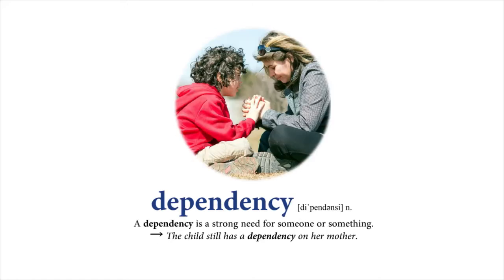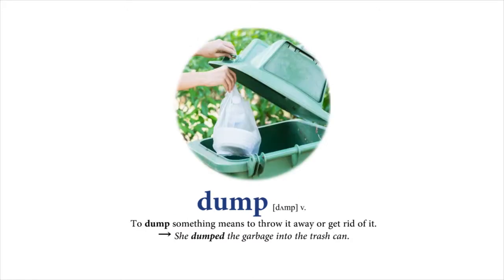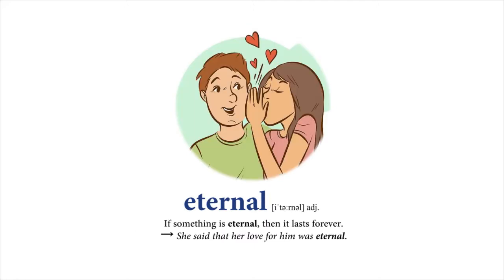Dependency. A dependency is a strong need for someone or something. The child still has a dependency on her mother. Dump. To dump something means to throw it away or get rid of it. She dumped the garbage into the trash can. Eternal. If something is eternal, then it lasts forever. She said that her love for him was eternal.